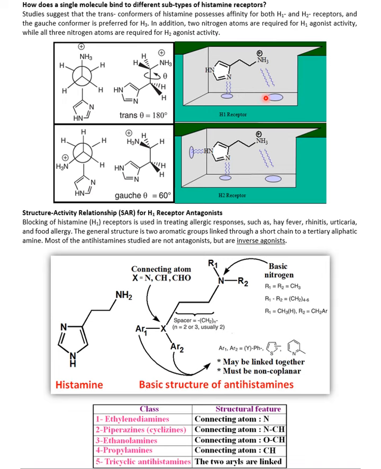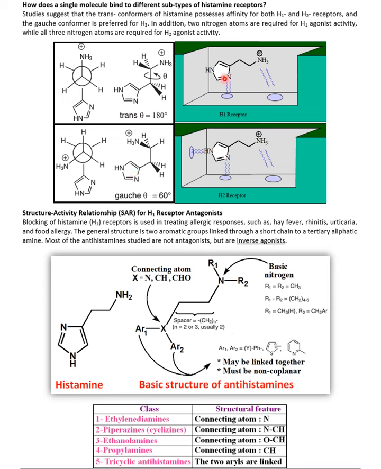This is another example of this concept, where the same molecule, histamine, binds to H1 and H2 receptors through its trans conformation. So this is the molecule, this is the Newman projection, and you will see that the trans conformation is preferred for H1 and H2, while the gauche conformation is preferred for H3.